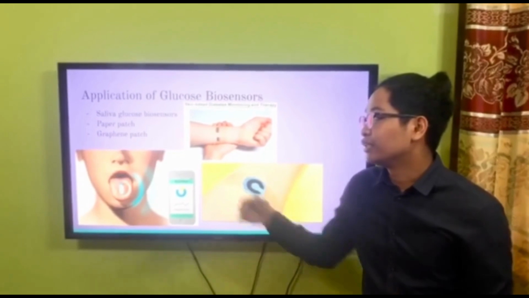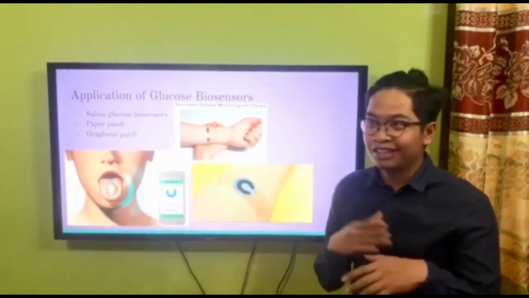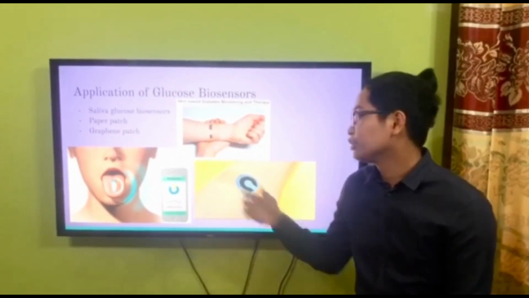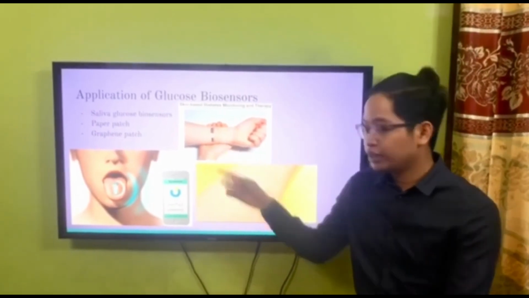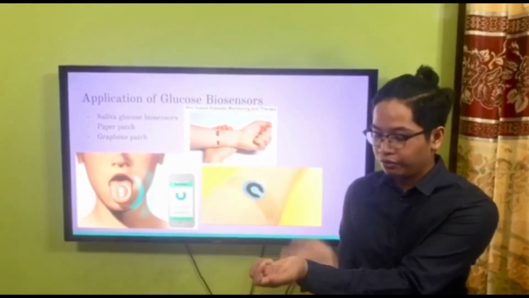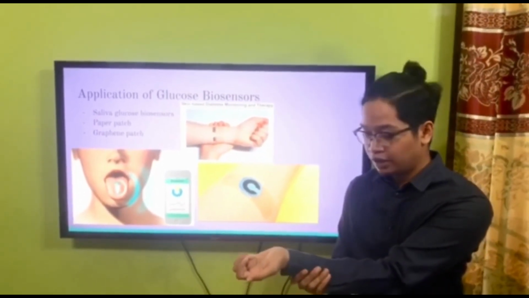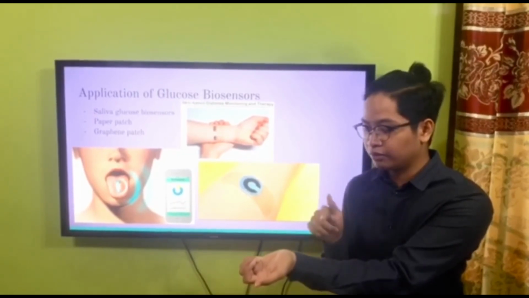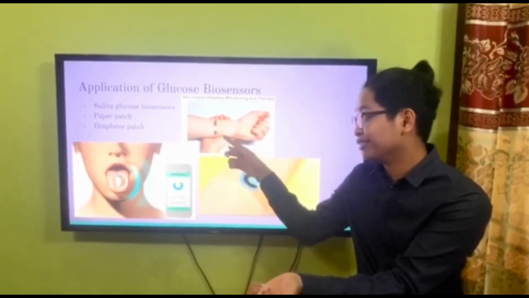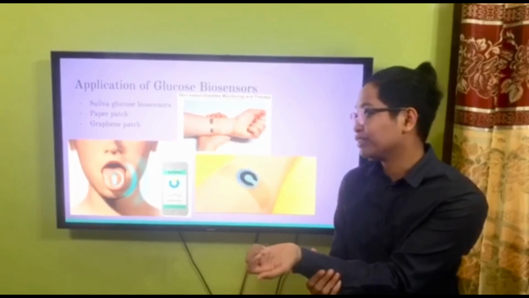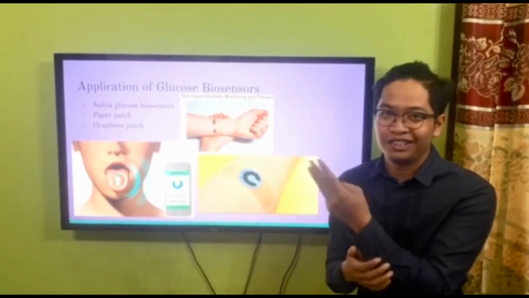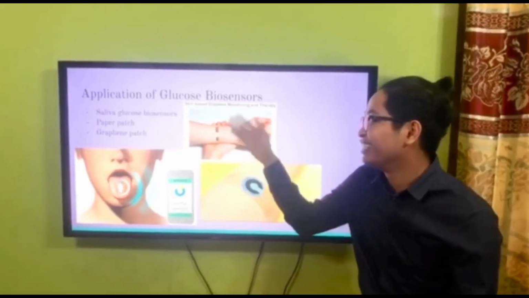Next is the graphene patch. The graphene patch is a new one. It's the newest because we will show it on paper. If we put it on our arm, we can see our glucose level on this patch. So these are the three new things in glucose biosensors.